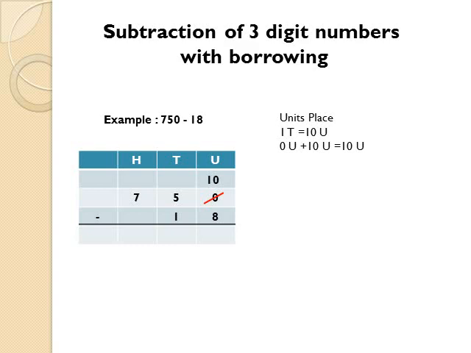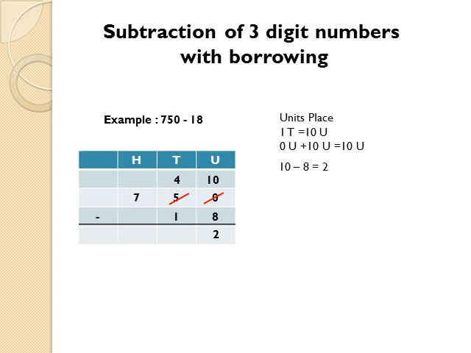Now do the subtraction in units place. 10 minus 8 is equal to 2. So write 2 in units place. Now see the digits in tens place. Tens place has given 1 ten to units place. So it becomes now 4 tens. So strike out 5 and write 4 above it.